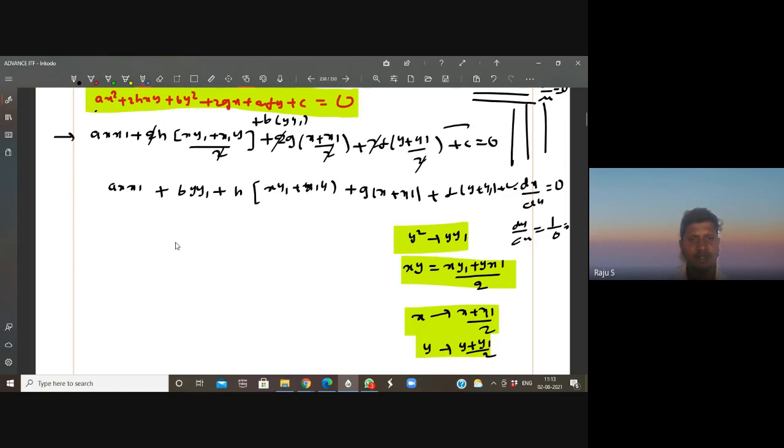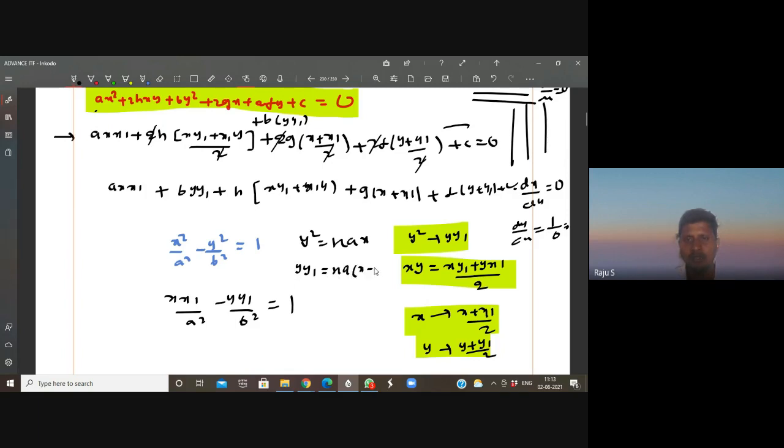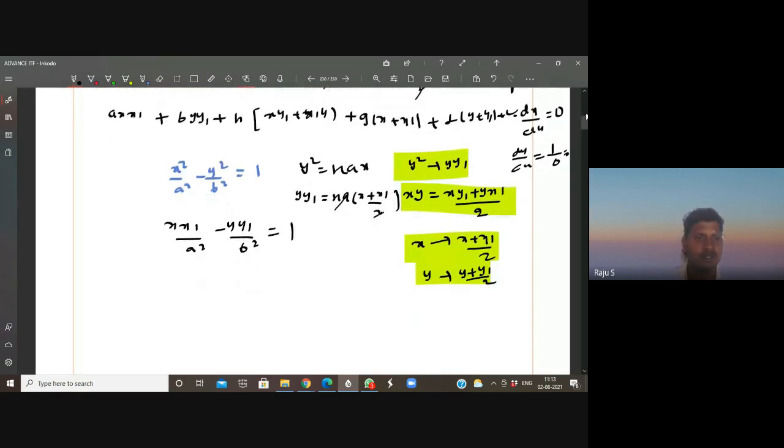For example, if I take the ellipse x square by a square minus y square by b square is equal to 1, what is the tangent equation? x square you replace by x x1 by a square minus y y1 by b square is equal to 1. This is the tangent equation. For y square is equal to 4ax, the tangent equation is y y1 is equal to 4a into (x plus x1) by 2. This is the equation of the tangent to the parabola at x1, y1.